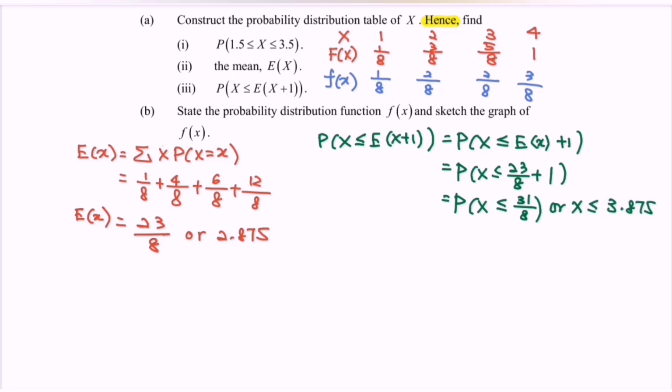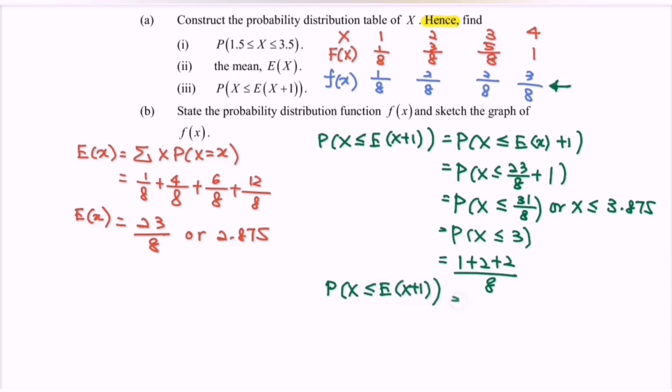or we can say x is less than or equal to 3.875. So probability that x is less than or equal to 3, because this is discrete. So by referring to the blue color, it means that we are going to pick the values x equals 1, 2, and 3. So the probability will be 1 plus 2 plus 2 over 8. So the probability that x is less than E(x) + 1 is equal to 5 over 8 or 0.625.